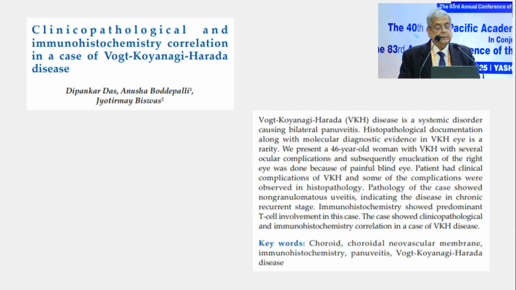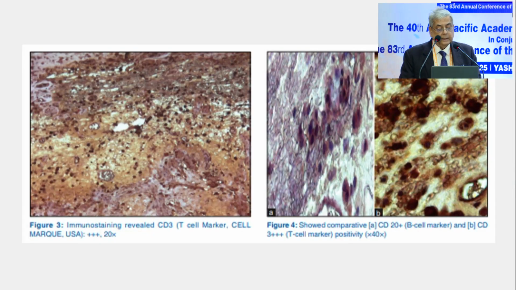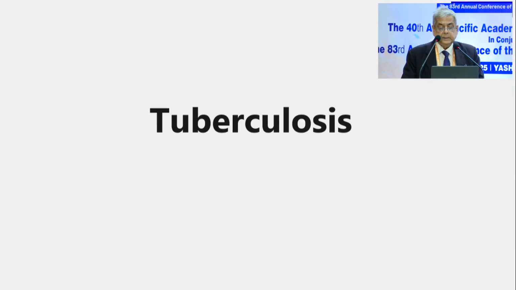We described the clinical, pathological and immunohistochemical correlation in a case of VKH with Dipankar, and this is a case where the immunohistochemical study was done in Dipankar's lab. You can see the diffuse infiltration of lymphocytes in the choroid, and this is a higher magnification, and you could see that CD3 cells are predominantly involved, and a few CD20 B cells were also seen.